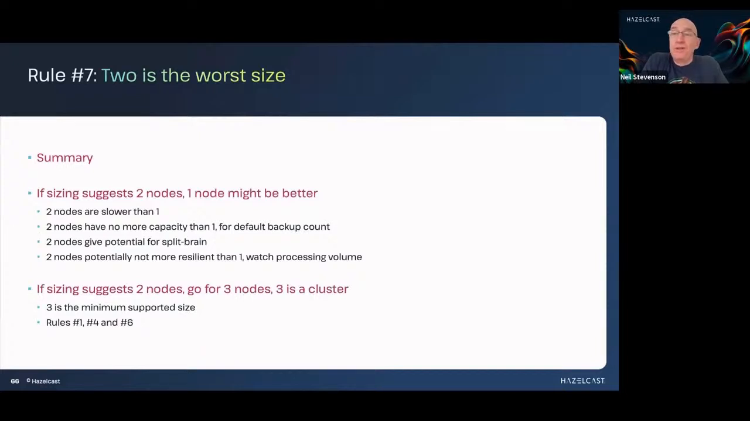If your sizing has come out with 2 and you don't have enough money for 3, you may as well go with 1. In all cases, we would not recommend 1 or 2, but we're just saying, don't think that 2 is automatically better than 1. Because of all those reasons, if your sizing says 2, go for 3. 3 is a proper cluster of a distributed system. That's the key thing. So rules 1, 4, and 6. 3 is the minimum supported size because of various things, but also remember serialization and your split brain and all the other considerations. 3 minimal.